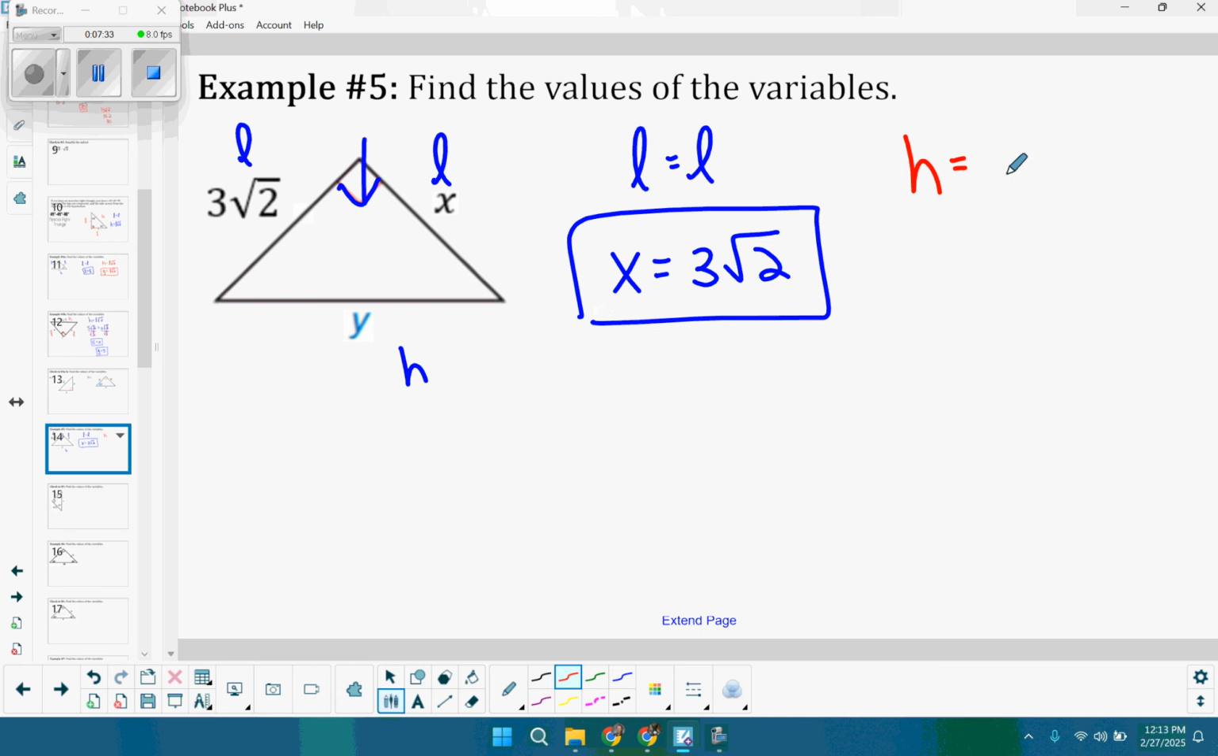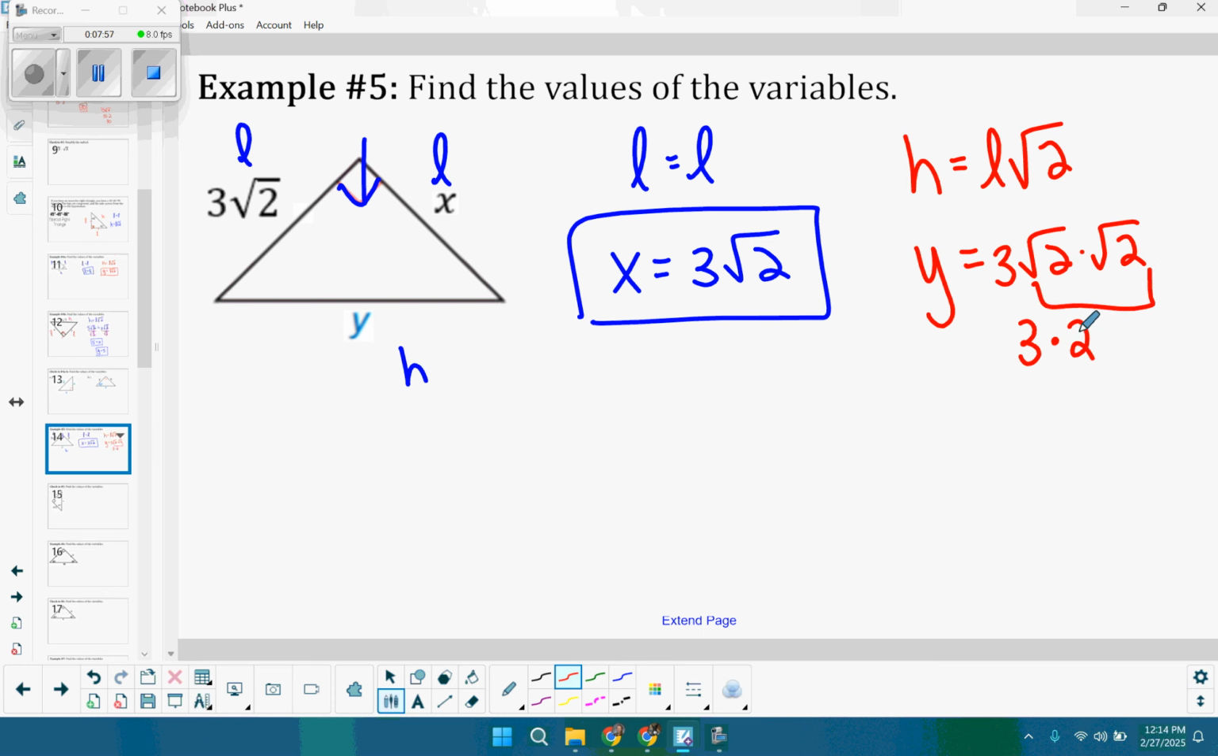And for our other formula, H equals L root 2. I'm going to plug in y for my H. I'm going to plug in 3 root 2 for my L. And I still have another root 2 in the formula. So this will look a lot like example 3. Square root of 2 times square root of 2 is 2. So this is 3 times 2. So y is 6.